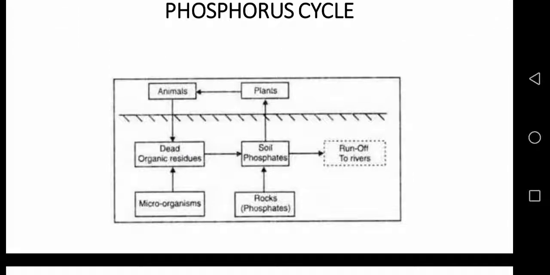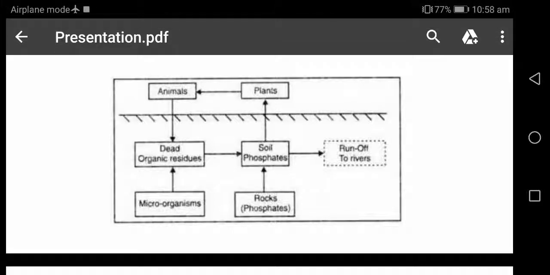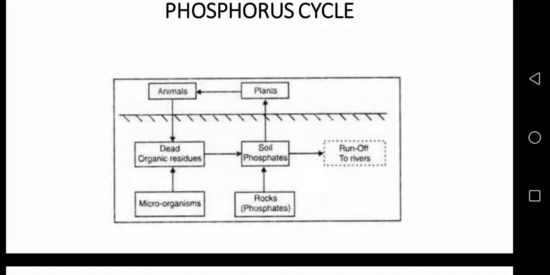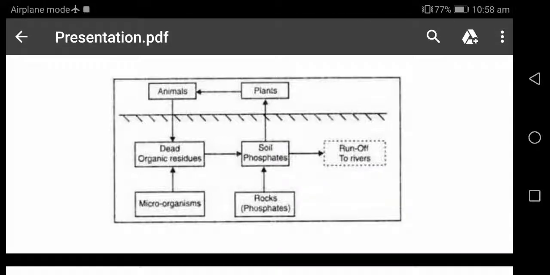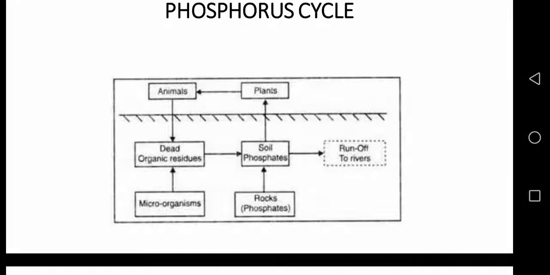And if microorganisms die or decompose, this phosphorus also comes to the soil again. Then again some portion of the phosphorus runs off to the rivers, and again plants consume the phosphorus. So this whole cycle goes on.